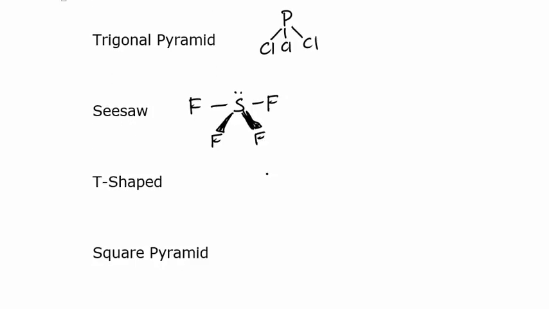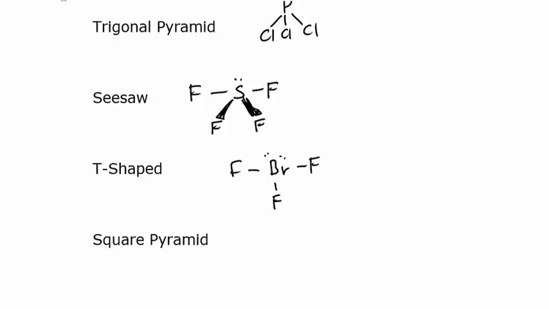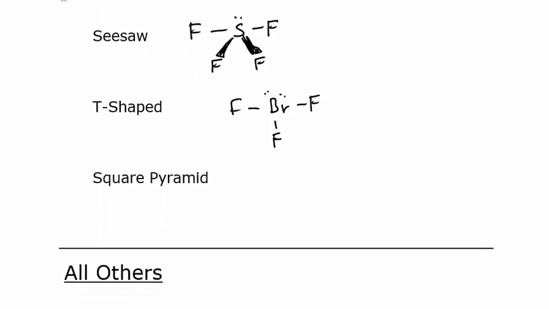A T-shape will also be polar. Here's an example, BrF3. I'm showing the dots on the central atom sometimes and not always the side atoms for the shape. And then square pyramid will also be polar. And so I'm going to show BrF5. These 4 are in a plane, and then there's one more going down in this example.